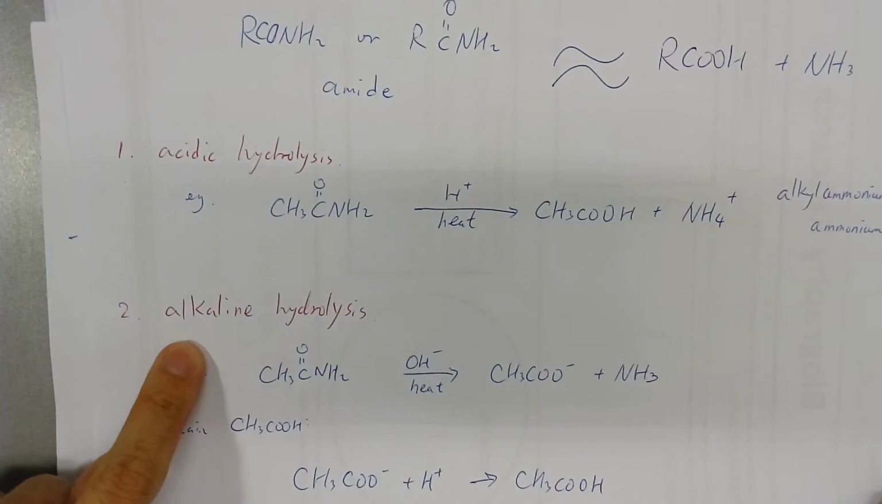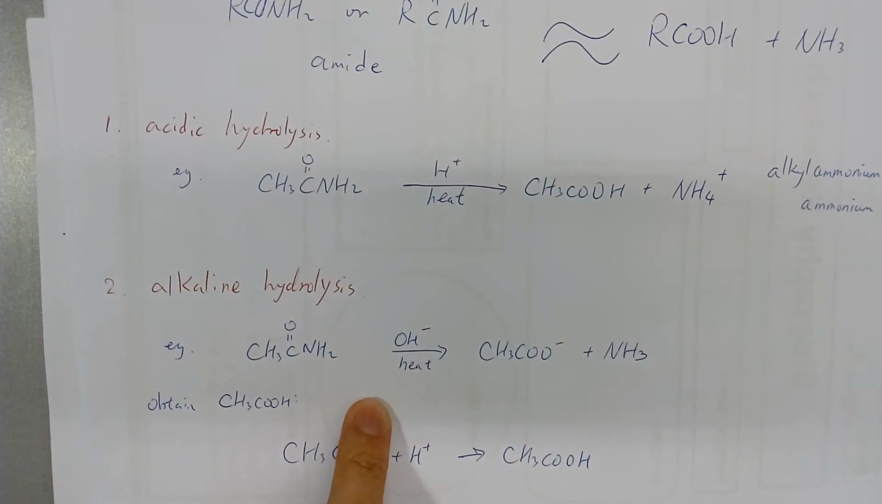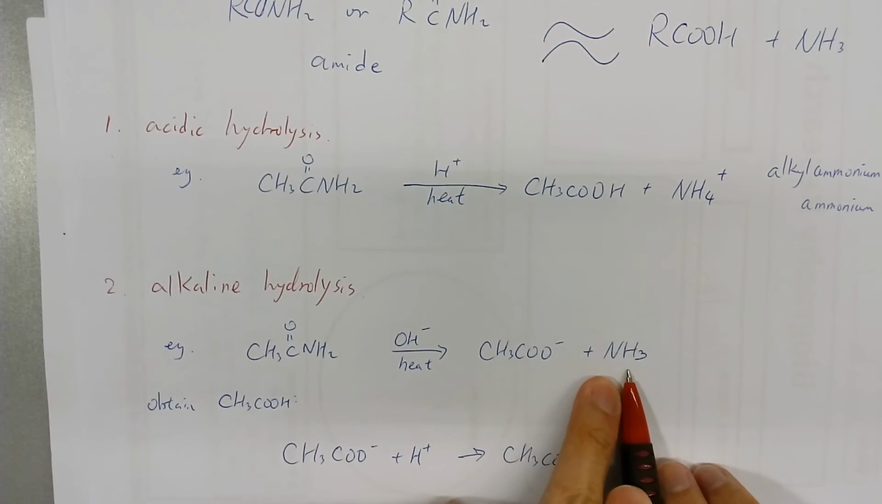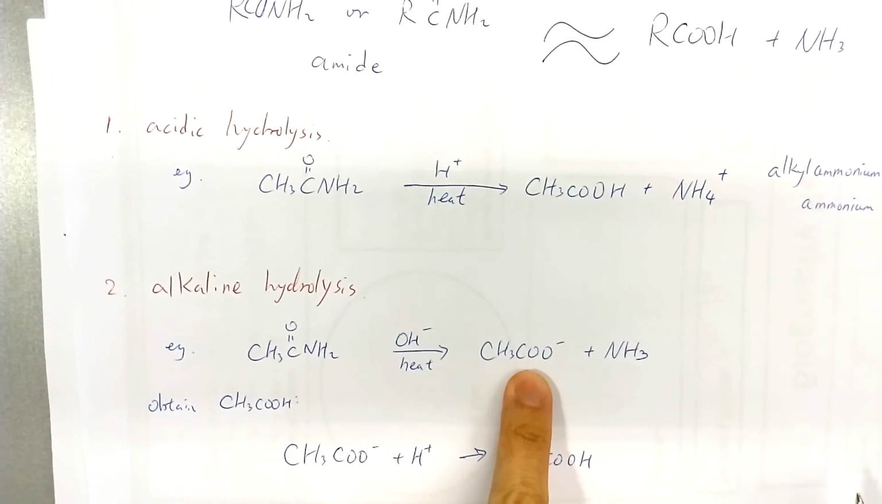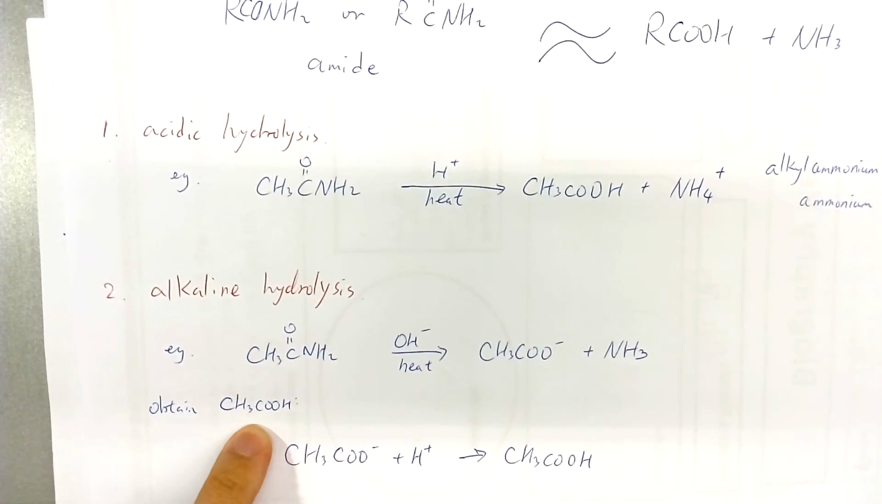Well, for the alkaline hydrolysis, okay, the situation will be reversed. The acid will be neutralized to form a carboxylate, and ammonia remains. So how can we get back the carboxylic acid? So easy, just like what you have done in the hydrolysis of ester. We use acid or give an acidic environment. It's okay, then you can obtain the carboxylic acid back.